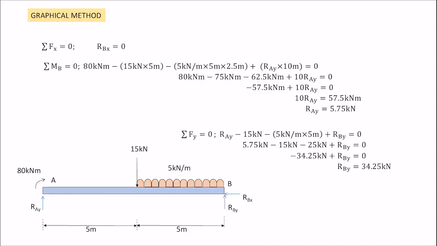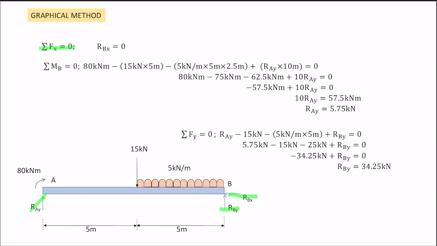First, we need to draw the free body diagram as shown in the illustration. As you know, at A, only roller support means that the reaction is going to be a vertical reaction, and at B there should be horizontal and vertical reactions because this is a pin support. As usual, we're going to calculate the reactions first, and we will start with the graphical method.